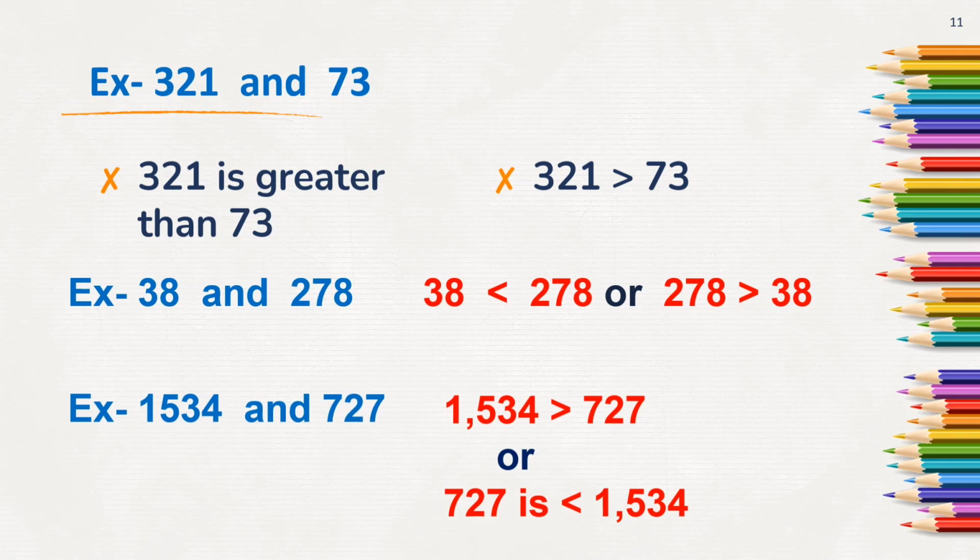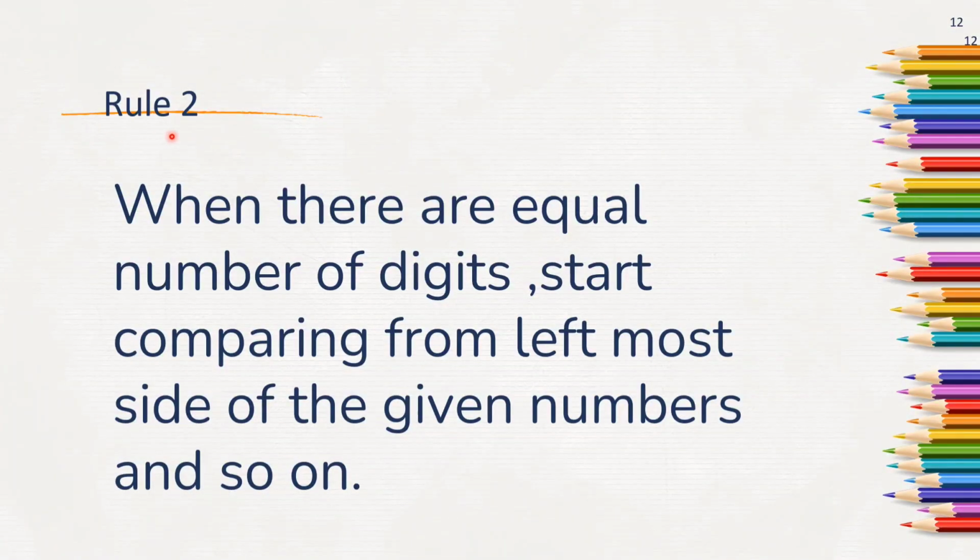Here we understood how to compare when the number of digits are different. But how can we compare when the number of digits are the same? Here is rule number 2. When there are an equal number of digits, start comparing from the leftmost side of the given numbers. So we need to start comparing from the leftmost side.